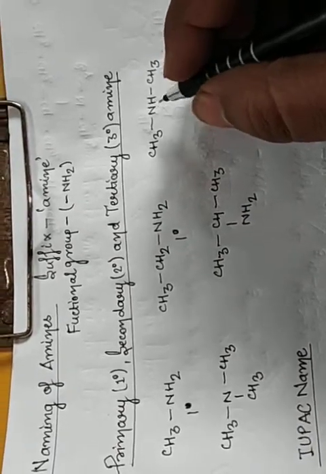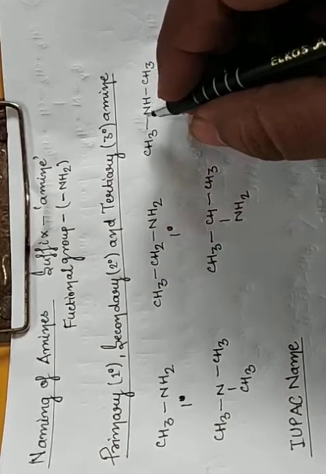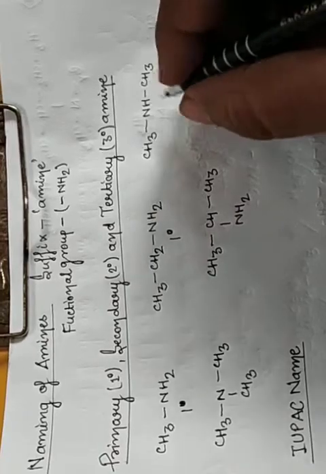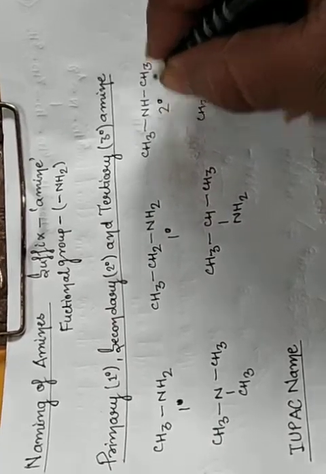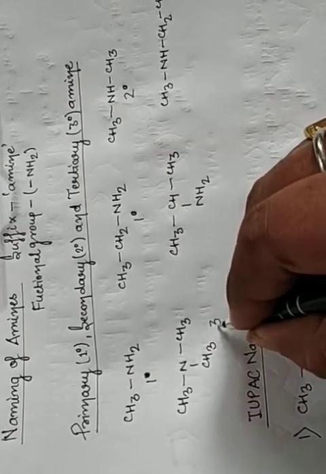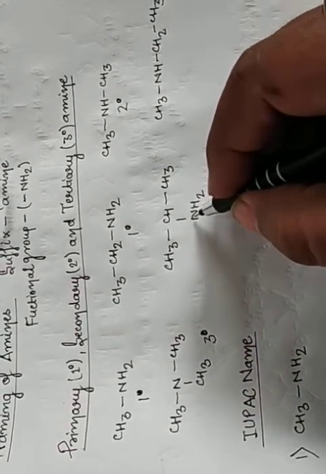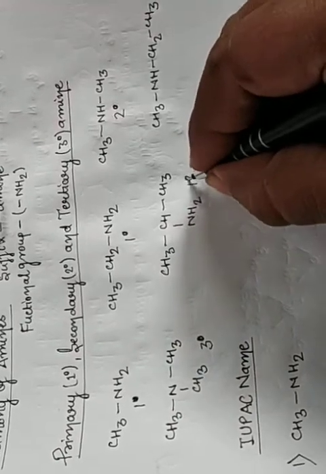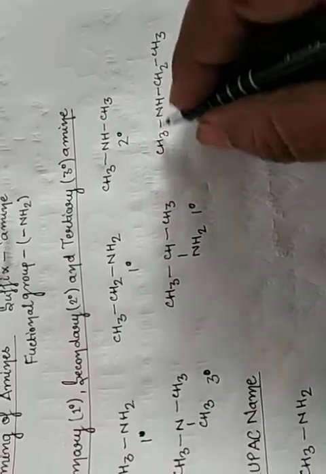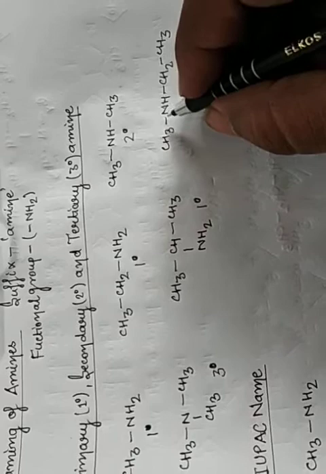Now in this compound, nitrogen is attached to 2 carbons, because the valency of nitrogen is 3: 2 carbons and 1 hydrogen. So nitrogen attached to 2 carbons means this is a 2 degree amine. And the same nitrogen attached to 3 carbons means this is a 3 degree amine. Clear? Nitrogen attached to only one carbon is a 1 degree amine. Nitrogen attached to 2 carbons is 2 degree. Nitrogen is attached to no hydrogen here, because the valency of nitrogen is 3: 1, 2 and 3. So this is the identification of primary, secondary and tertiary amine.